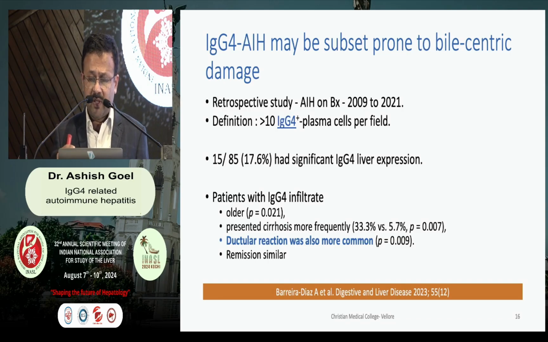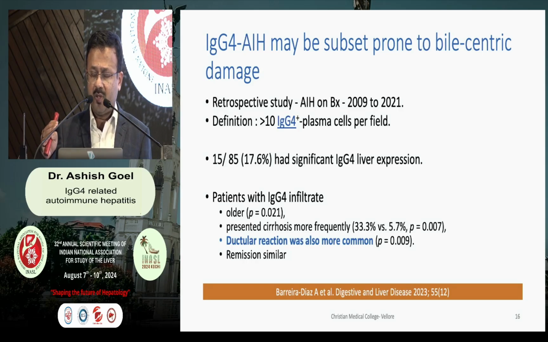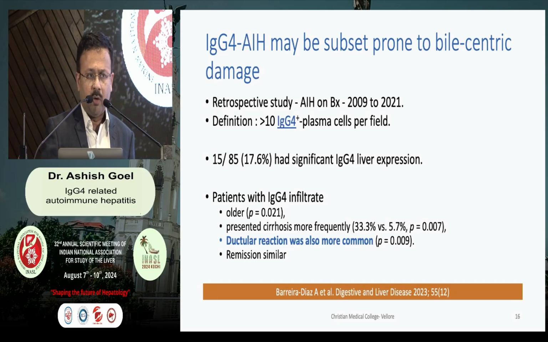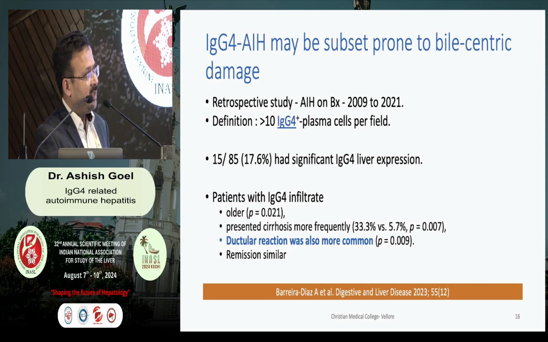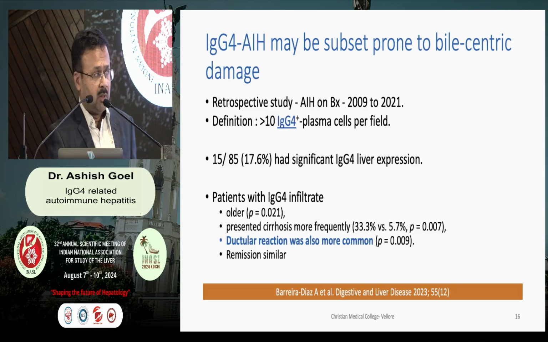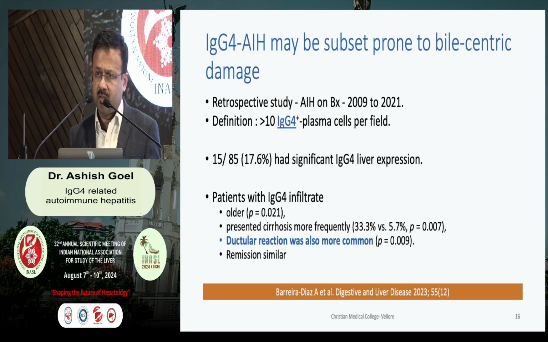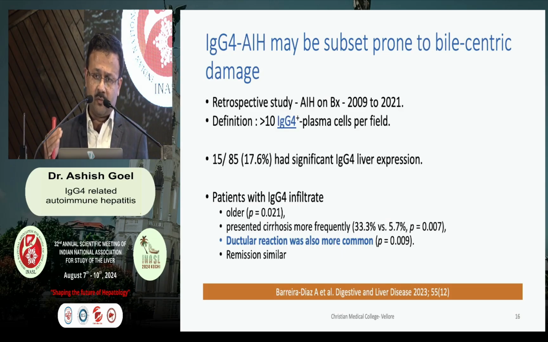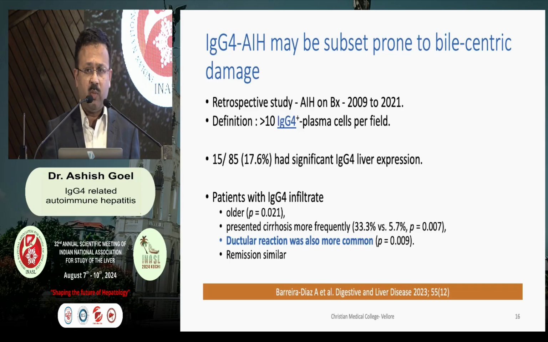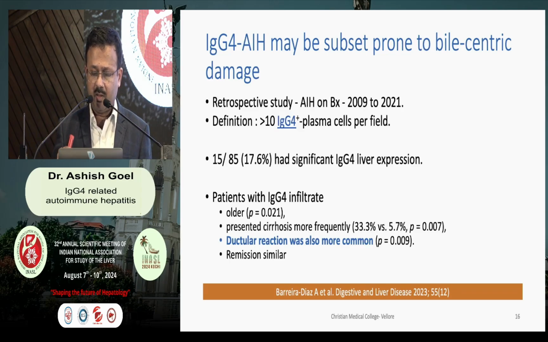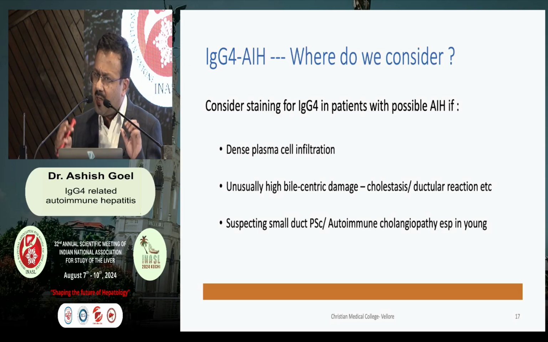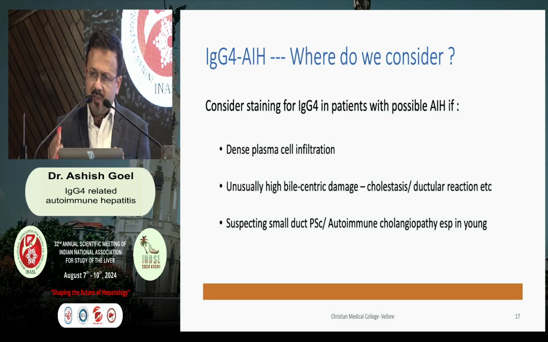Now, when they did this analysis, they found that almost 17% had IgG4 liver expression. And how did they differ from classical AIH? They may be older, they had more underlying cirrhosis, there was more ductular reaction, which suggests more of a biliary sort of injury in patients with IgG4 disease. But the response to treatment seems to be similar in both these subgroups. So we are searching for this disease entity.